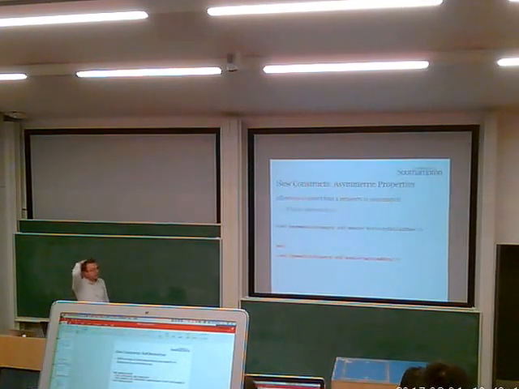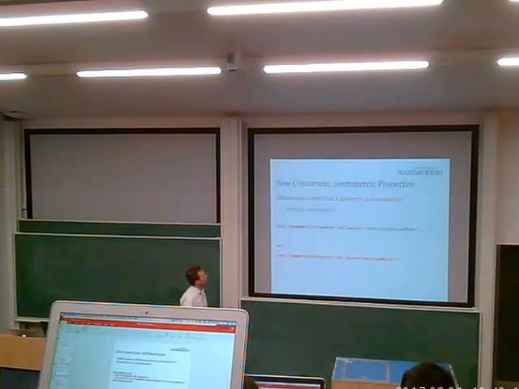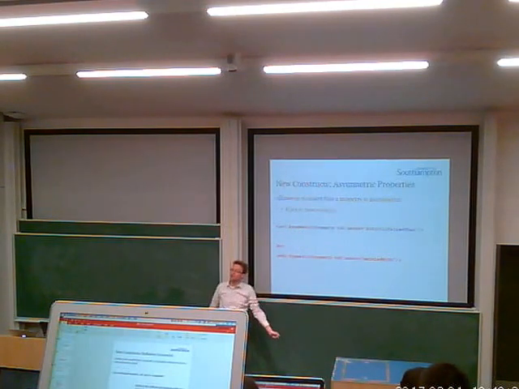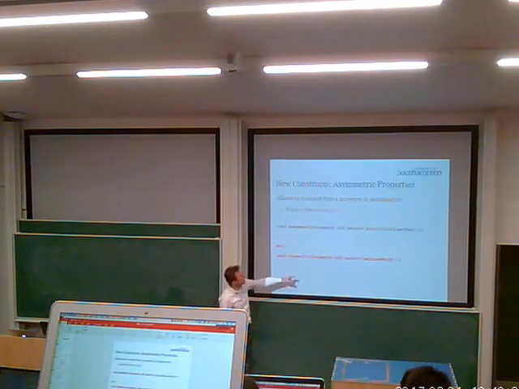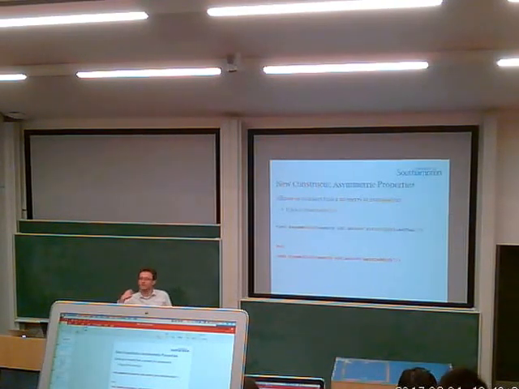Then we have asymmetric properties. That means if one direction holds, then the other does not hold. So the strictly taller than. Well, if you are strictly taller than me, it cannot be that I'm strictly taller than you at the same time. It's just not possible. Either one of us must be taller than the other, and then only one direction applies.